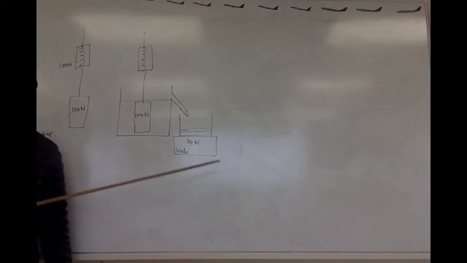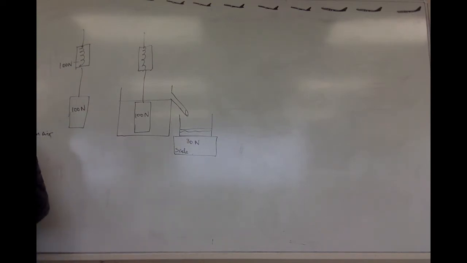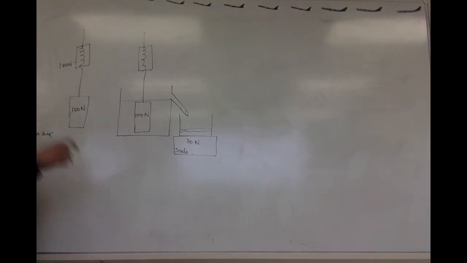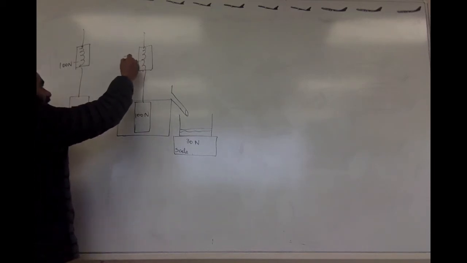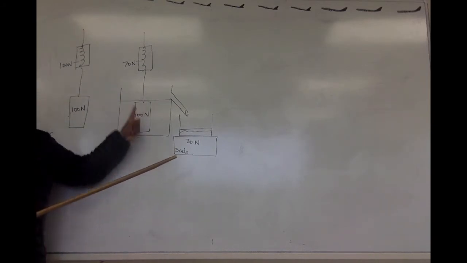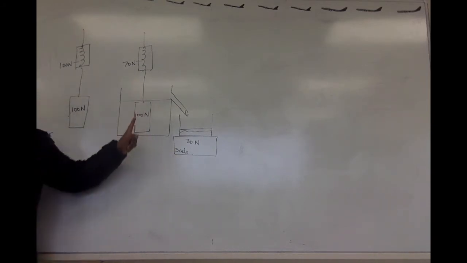What is this 30 newtons? It's the weight of the water displaced. Is that clear? Can anyone tell me what the reading is here? 70. Exactly. Does it make sense now? It reads less now. Before it was reading 100. Now it is only reading 70 because the water is pushing upward and there's a buoyant force.